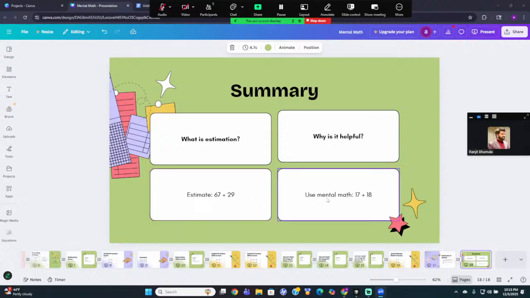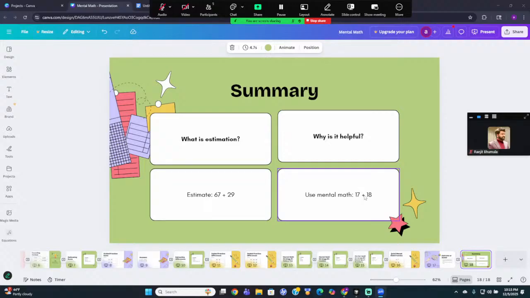Finally, we'll use mental math to solve 17 plus 18. So what we can do is we can try to make a 10. Since 17 and 18 are both close to 20, you can try to make 20 out of one of them. 18 is closer to 20 than 17, so I'm going to make 18 into 20 and then add that to whatever's remaining of 17.